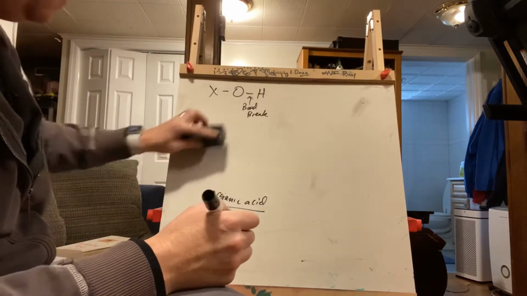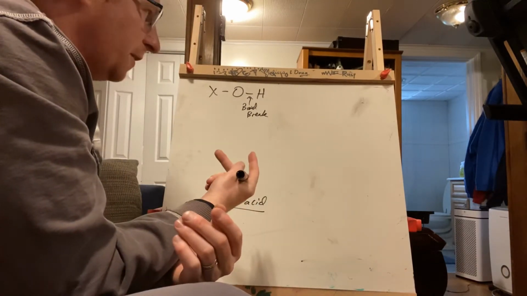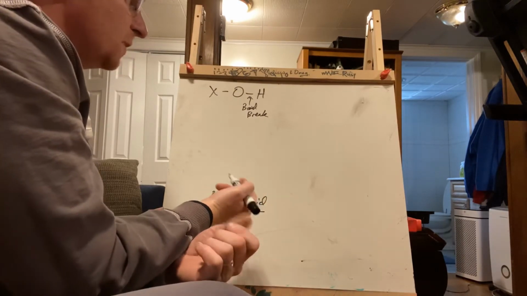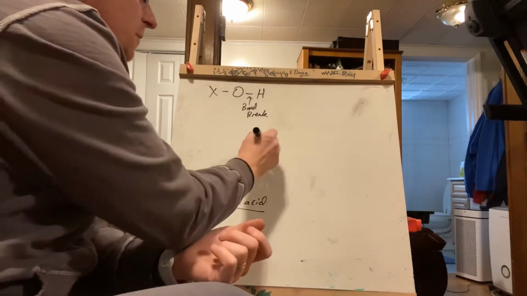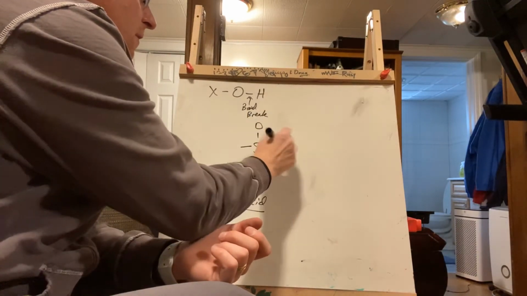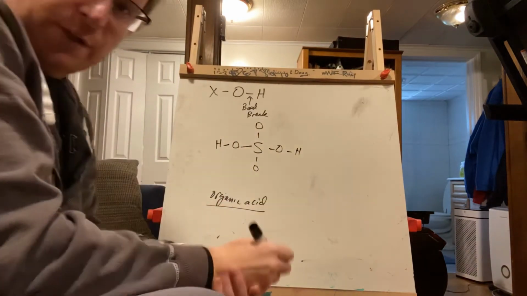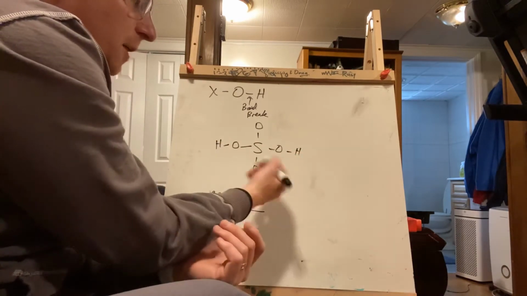There are two scenarios that you'll have here. I put them both on your quiz and on the review sheet. If you have more oxygens, so let's take, I'm not going to draw the whole Lewis dot structure, but there's H2SO4, and one of these H's is going to come off.